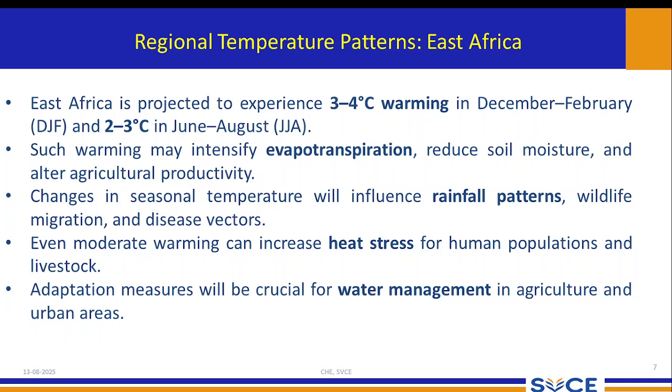June, July, August. Such warming may intensify evapotranspiration, that is evaporation and transpiration. Evaporation is water getting evaporated from the ocean, and transpiration is the plant taking up carbon dioxide and releasing oxygen. So such warming may intensify evapotranspiration, reduce soil moisture, and alter agricultural productivity.